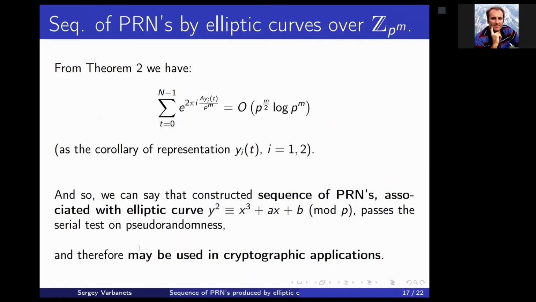From theorem 2, we also obtain the following estimate as a corollary of the obtained representations y_i(t). And so we can say that the constructed sequences of pseudorandom numbers associated with elliptic curve pass the serial test on pseudorandomness and therefore may be used in cryptographic applications.